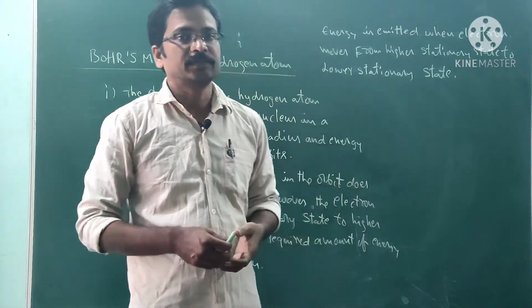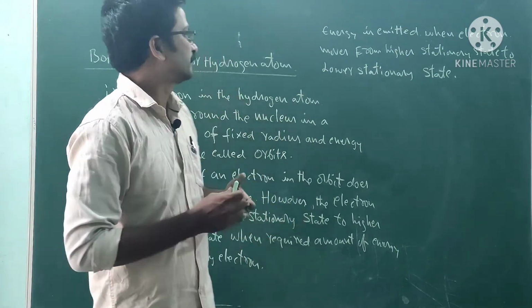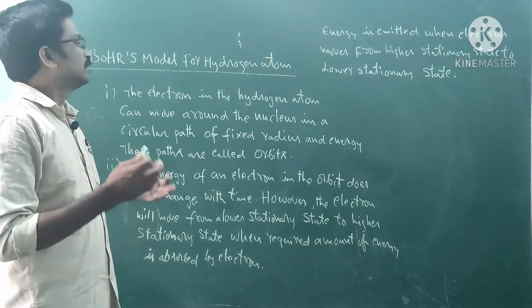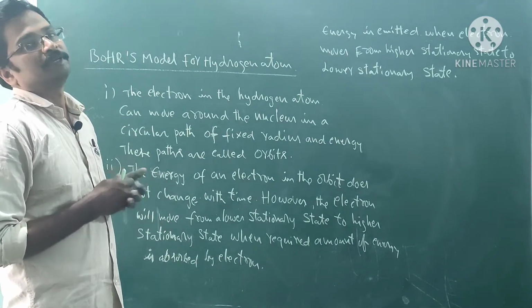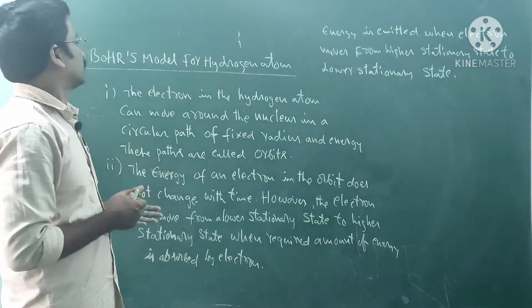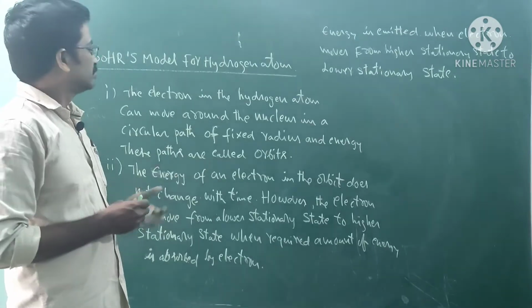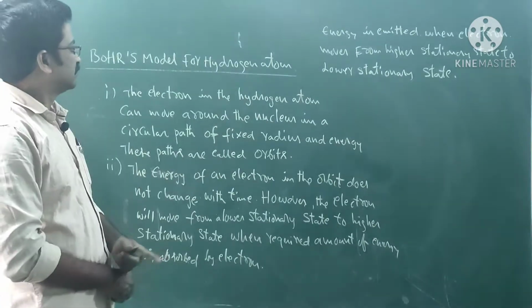Welcome to the class. Today's topic is the Bohr model for the hydrogen atom. There are 4 points actually, and we will go point by side. First point in the Bohr model for the hydrogen atom is about the electron in a hydrogen atom.